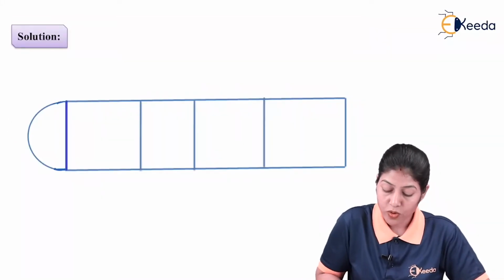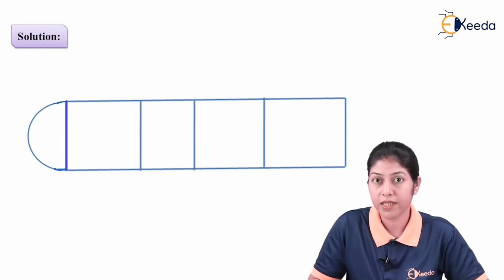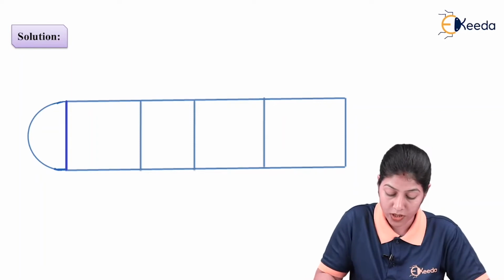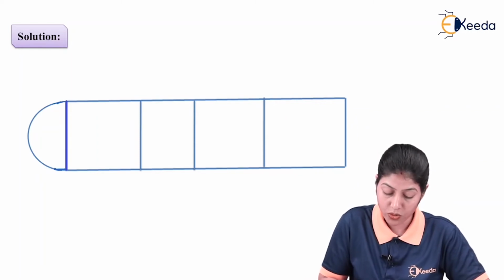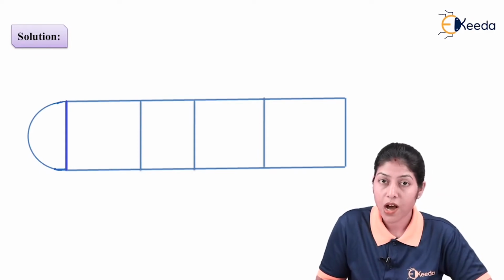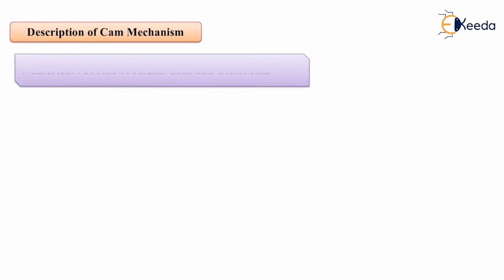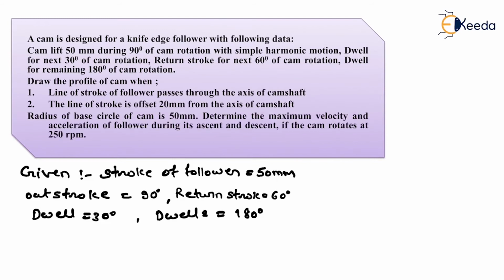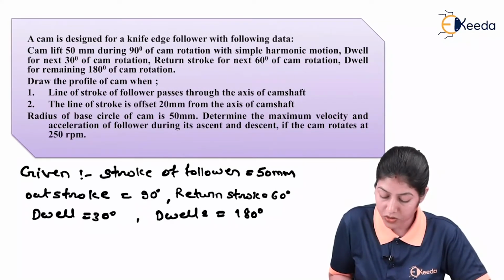So before going to draw the profile of the radial cam, here we need to determine the displacement of the follower, or we have to draw the displacement diagram for the follower. So first we need to know some basic values like stroke of the follower, outstroke, return stroke, and dwell period. So here we have these values: outstroke 90 degree, return stroke 60 degree, dwell period is also given, and stroke of the follower is also given.